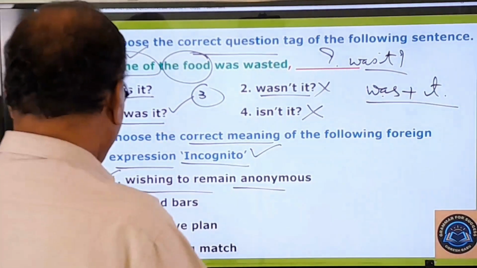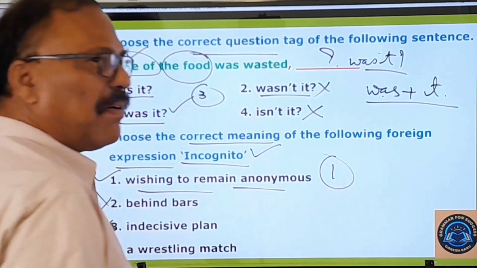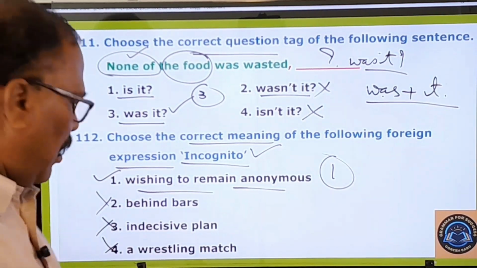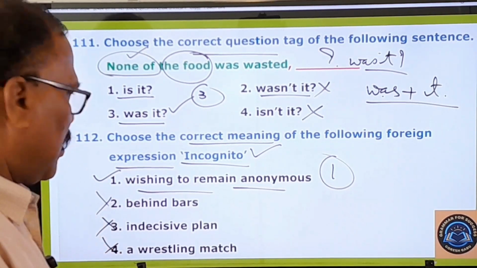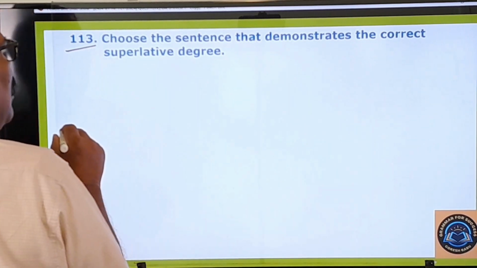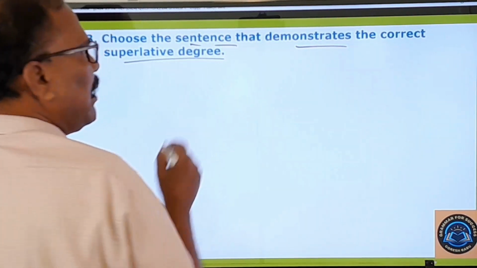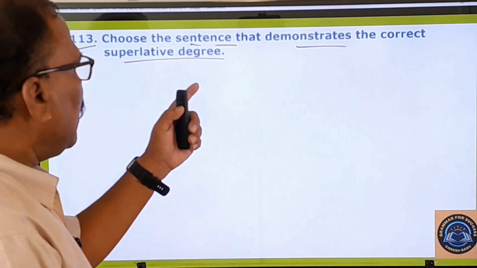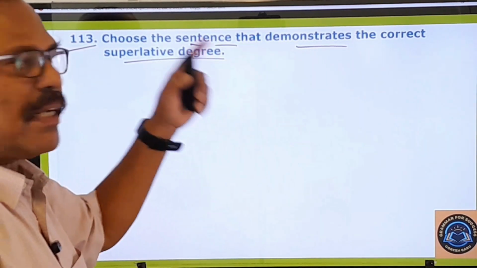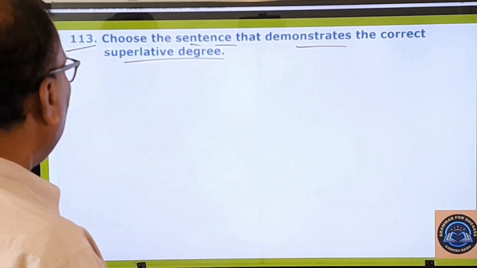Right, and therefore your answer is the first one, and all others are wrong. Now let's move on to other questions. 113th question. Choose the sentence that demonstrates the correct superlative degree. Let us look at the options given.